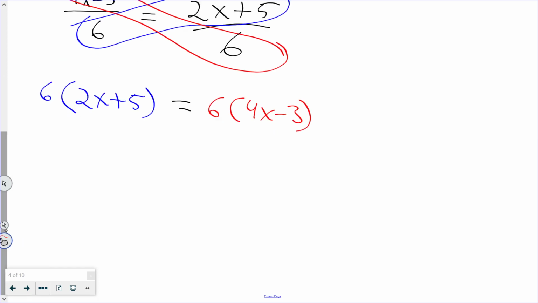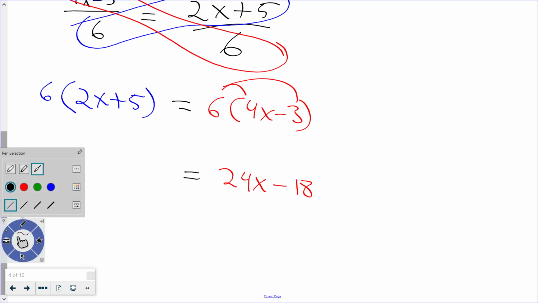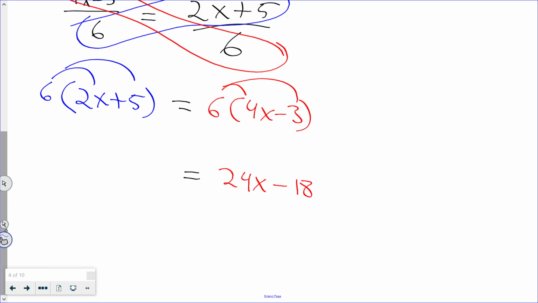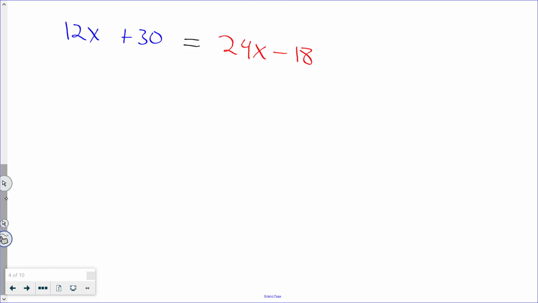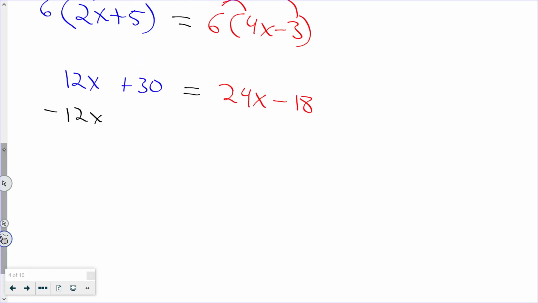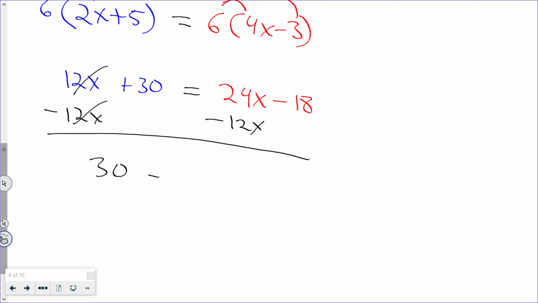After you cross multiply, this is a basic equation that most of you should be able to solve without any issue. We'll get rid of the parentheses by distributing. We get 24x minus 18. That is equal to 12x plus 30. Subtract 12x from both sides. 30 is equal to 12x minus 18.